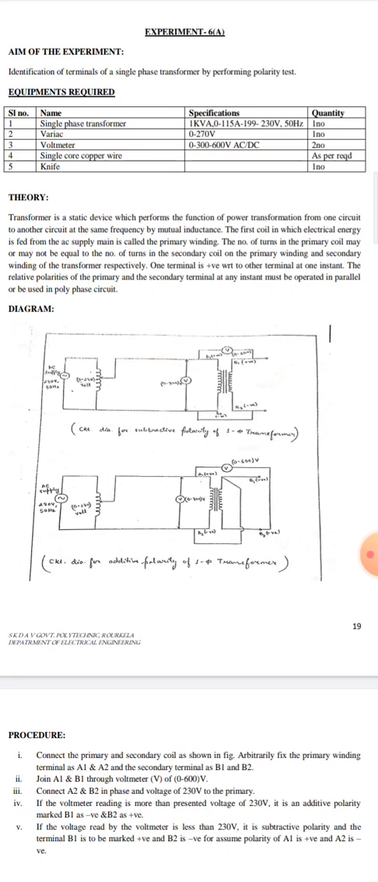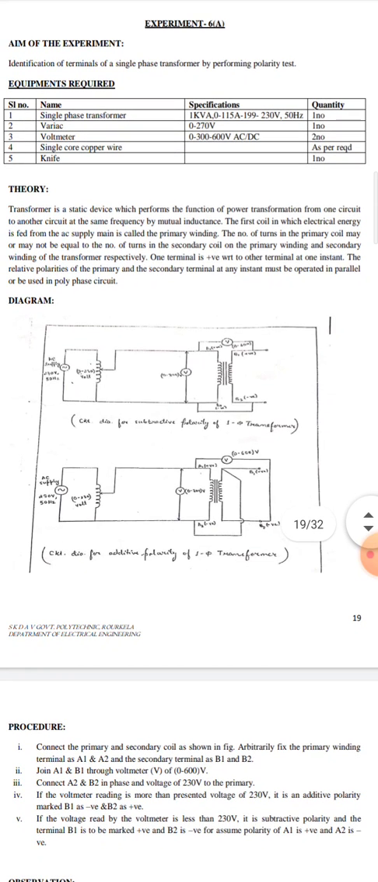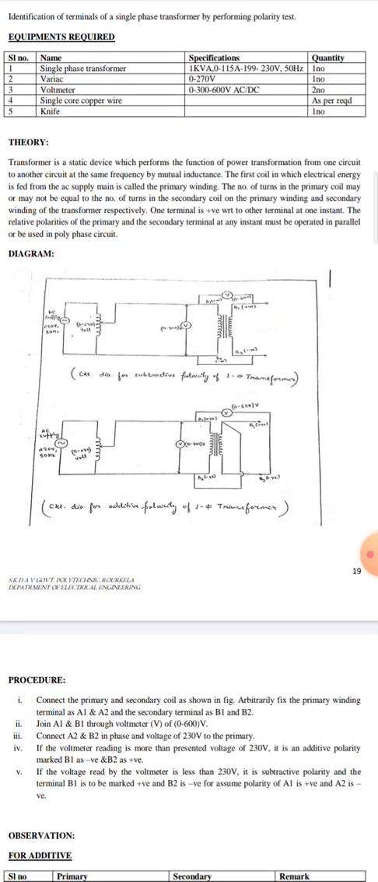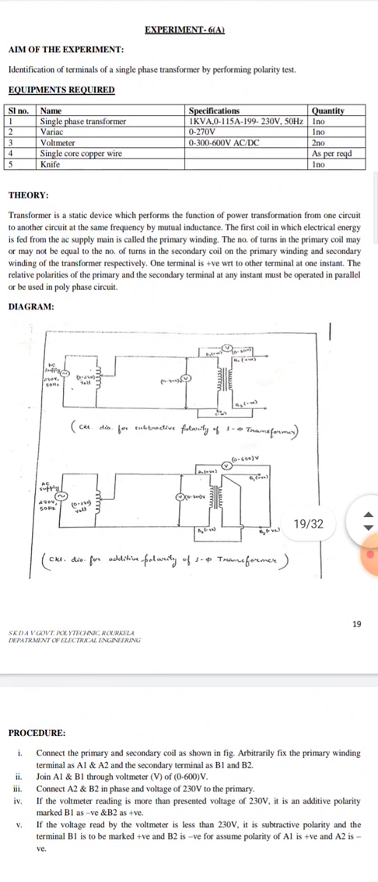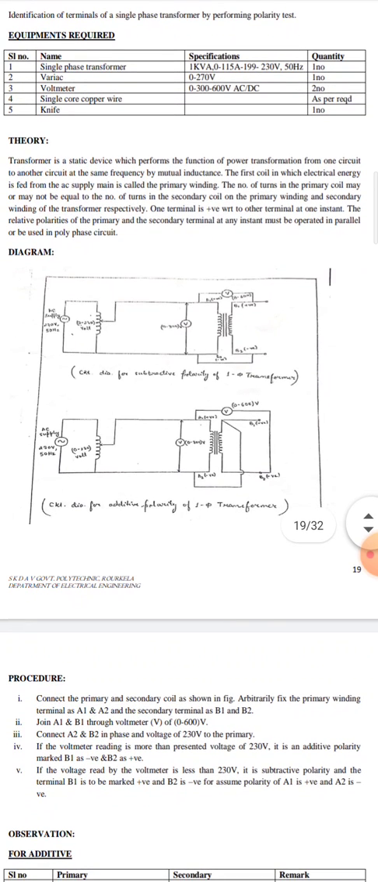One terminal is positive with respect to the other terminal at one instant, because we all know that during each cycle of AC, if at any instant a terminal is positive, then at the other instant the other terminal will be positive. The relative polarities of the primary and the secondary terminals at any instant must be operated in parallel.